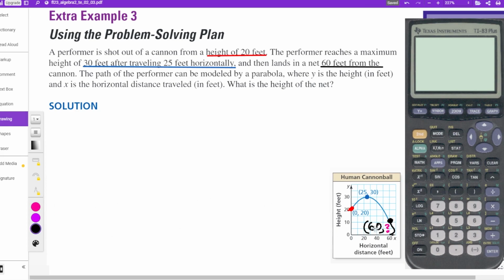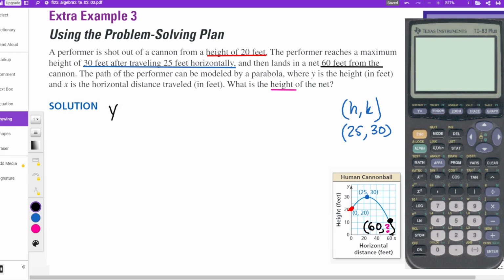So that ordered pair, we know x is 60, but we don't know y. So in order to figure out that y coordinate, we can write an equation of this parabola and then evaluate when x equals 60. So step 1 is to write the equation. Notice we're given the vertex here, h, comma, k, where h is 25 and k is 30. So we're going to write our equation in vertex form.